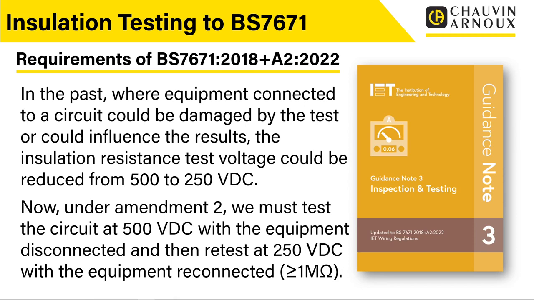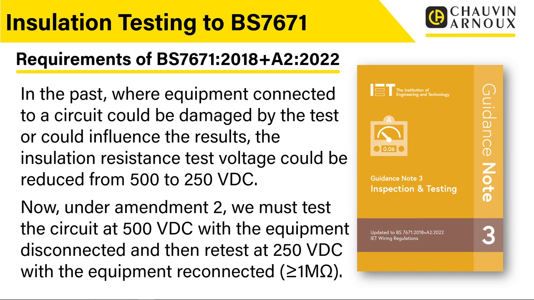So just be aware of that, because sometimes people believe because it was a 250 volt test that it only had to be 500,000 ohms, 0.5, whereas actually it always had to be 1, whether it was 500 or 250. The difference now is that we have to test at 500 with the equipment disconnected, and then 250 once the equipment's been reconnected. So there's a difference there. Disconnect the equipment, 500 volts; connect the equipment, 250.